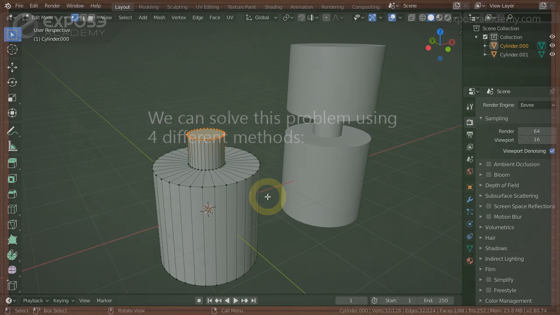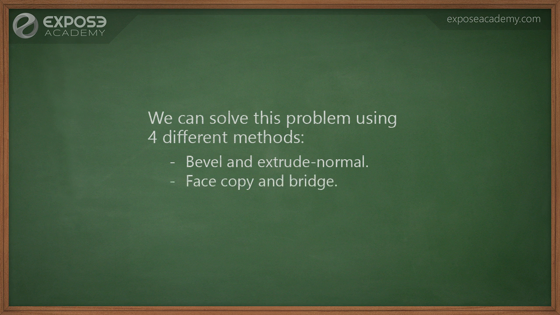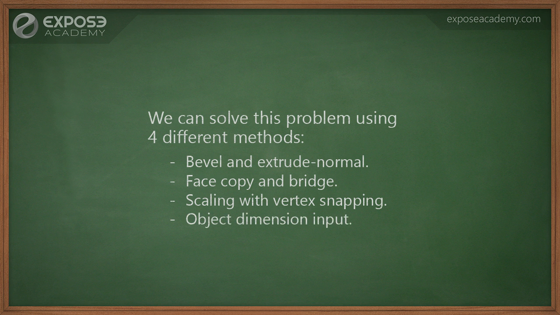Okay, so there are several ways to achieve what he asked. At least I can think of 4 ways of how we can do this. So the first method is to redo and use bevel and extrude along normal instead. The second method is using face copy and then use the bridge command. The third method, which is the main topic of our tutorial, is using scale and vertex snapping at the same time. And finally, the last method is by using objects dimension input. This final method is needed in the scenario where you need to scale sub-objects to a certain size value without the need to snap to other reference object. Let's discuss each of these methods one by one.